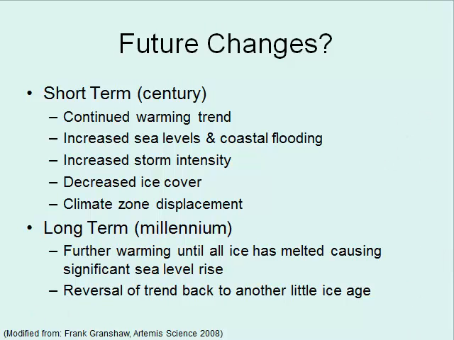So if we think about what might happen in the future, a lot of what happens in the future depends upon how much warming we have in the next 100 years. So short term, in the next few centuries, we'll probably see a continued warming trend globally, a continued change in global temperatures. We'll see increase in sea level and coastal flooding because as the glaciers melt, they're redepositing that water back into the oceans. We'll see an increased storm intensity, which we're already seeing now. We'll see decreased ice cover, and then we'll see climate zones changing.